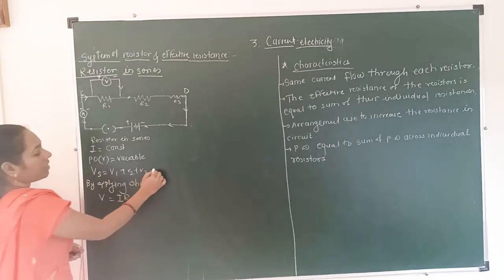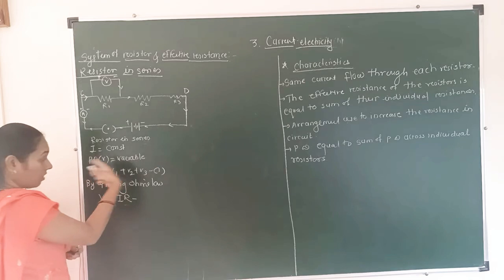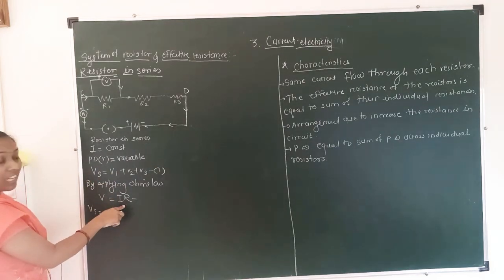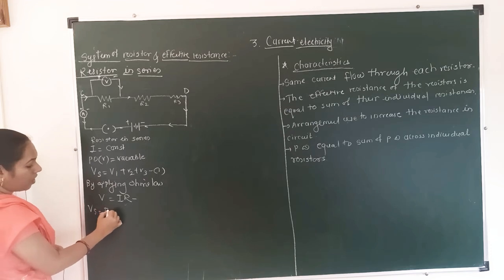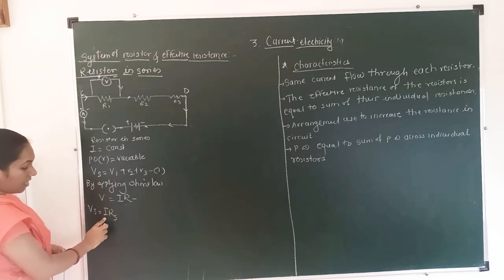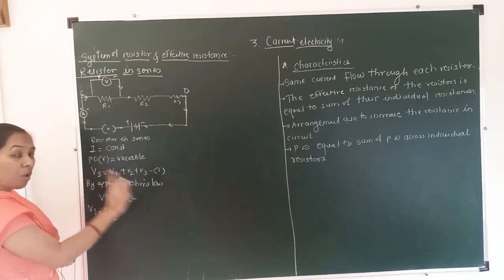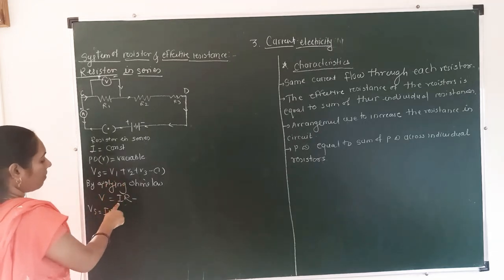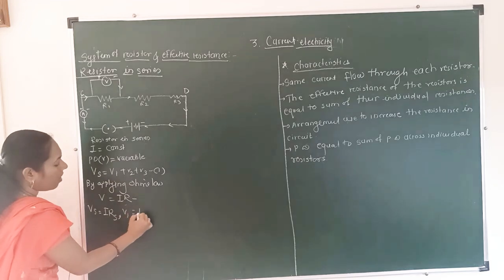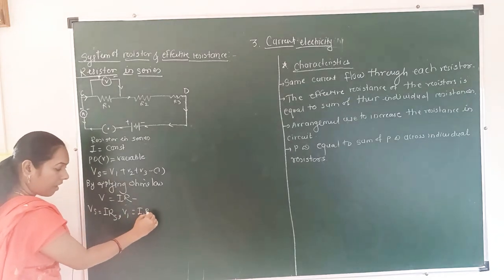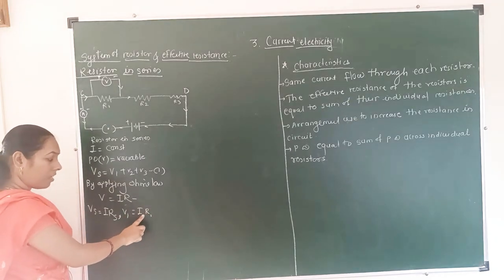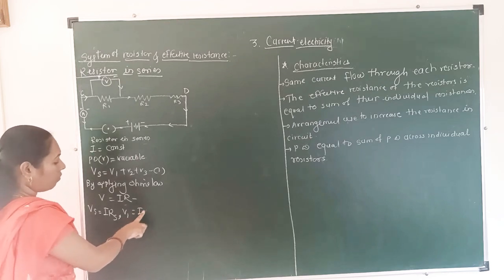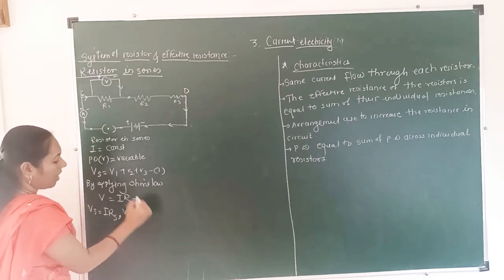By putting this value in the above equation, what is Vs? V is equal to IR, therefore Vs is equal to IRs. I is kept constant, therefore I stays as it is. What is V1? Can I write I1 R1 here? No, I cannot write I1 here because the current is constant. Therefore I will write only IR1.